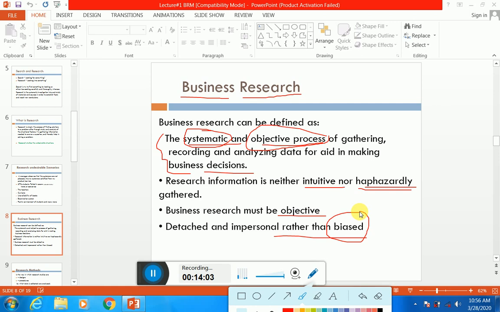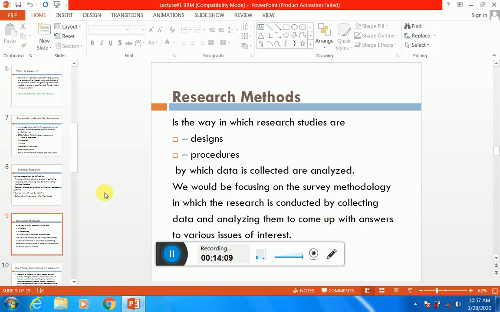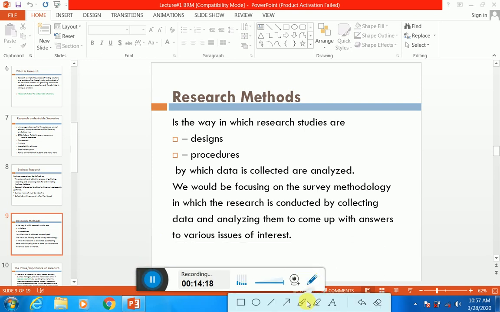That is simply known as being biased. Hope a bit of an idea will be clear. Now we will move to the next slide, and that is research method. Now let's start with what basically the method is.